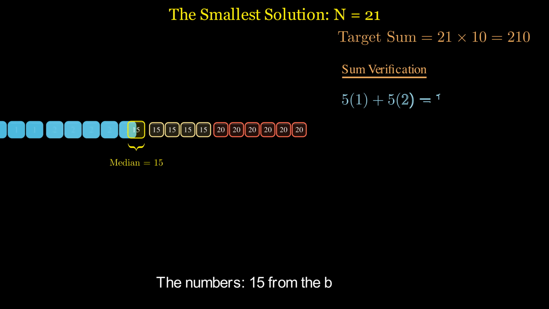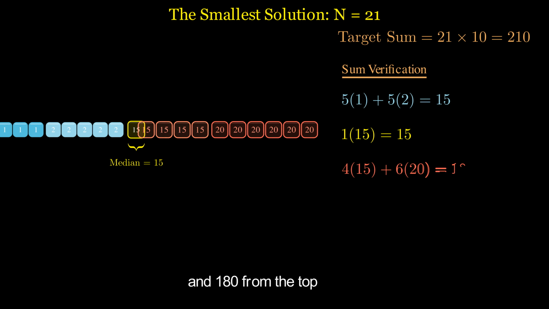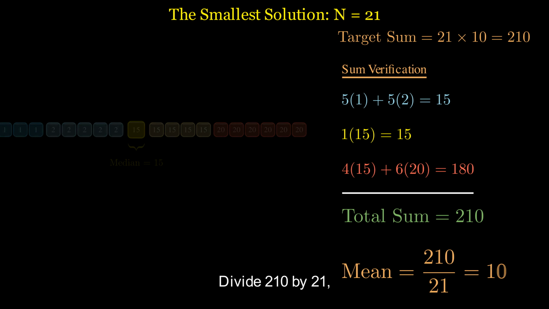The numbers, 15 from the bottom 10, 15 from the median, and 180 from the top group. That lands us right on 210. Divide 210 by 21 and you get a mean of 10. It's clean, it's rigorous, and it's the absolute limit.